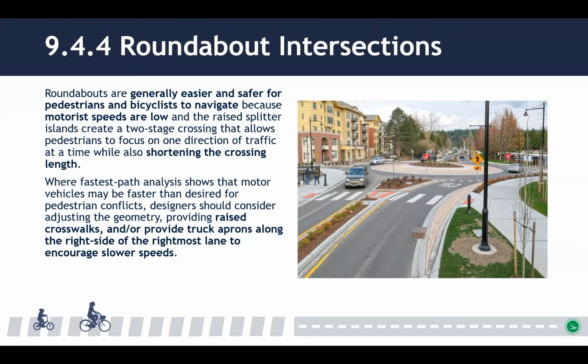Because they promote slow speeds and the splitter islands may be used as a refuge island, roundabouts are generally considered safer and easier for pedestrians and bicyclists to navigate. Treatments such as raised crossings or truck aprons can also be used where larger vehicles are present while slowing all other motorists.